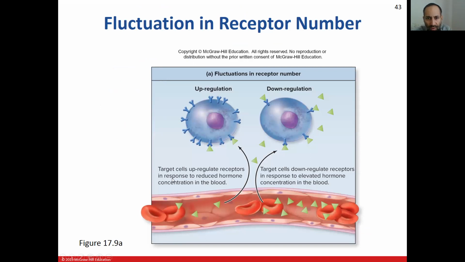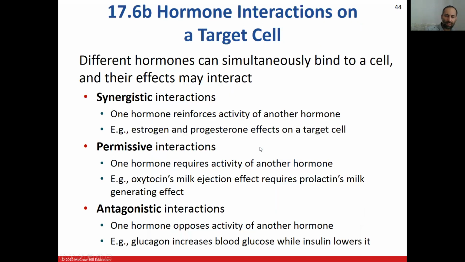Okay, so here in this picture, you can see what is upregulation and what is downregulation. See, there's not too much of that green hormone here in the picture, so a whole lot more receptors are popping up all across the cell, so it can steal as much hormone as it can. On the other hand, there's a whole lot of hormone available all around, so the number of receptors has gone down because there's too much hormone there, okay? So upregulation versus downregulation.